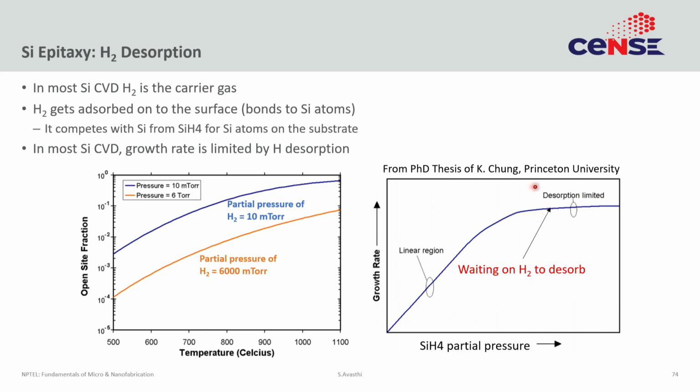Why is it becoming self-limiting? Because right now you are not starved of more silane. There is a lot of silane. The partial pressure of silane is very high. What you are starved of is open sites. There are no open sites. The hydrogen is bonding onto the substrate, and that hydrogen is preventing further reaction from occurring. So you are always waiting for that hydrogen to desorb from the surface before a silicon can come and attach.